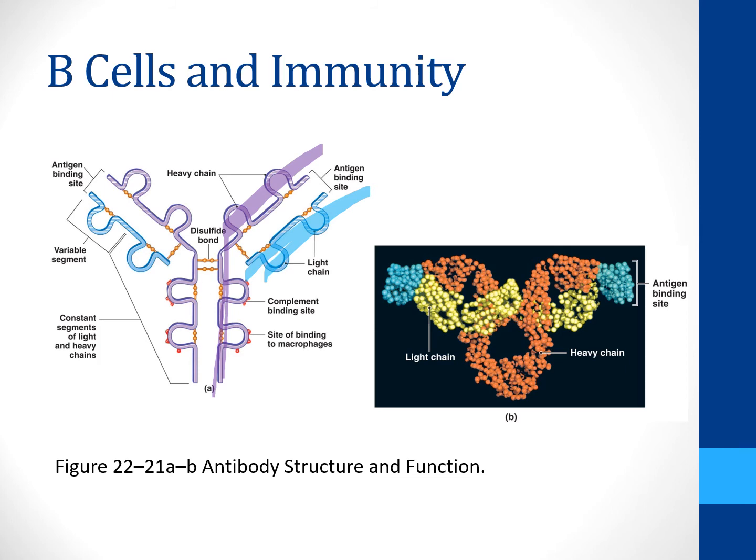Where the heavy chains and light chains come or end is the antigen binding site. So antibodies are going to bind to antigens at the antigen binding site. These antibodies also have complement binding sites. So when they get activated, they can activate the complement system as well.